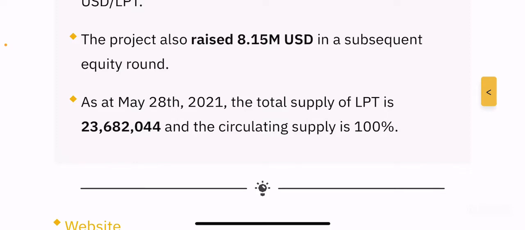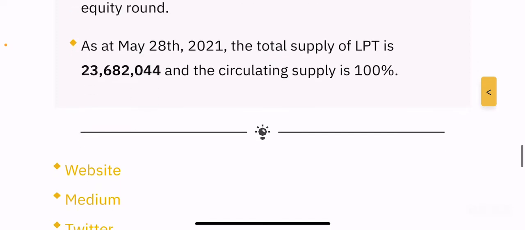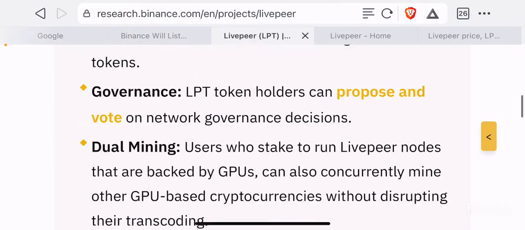Again, they have raised a decent chunk of money through their different pre-sale rounds as well as equity sale rounds, right? As of May 28th, the total supply of LPT is 23.6 million tokens, and the circulating supply is 100%. So again, 100% of the tokens are in circulation, and the total supply is currently 23.6 million tokens, right? So again, very important information to know when it comes to the tokenomics of projects.